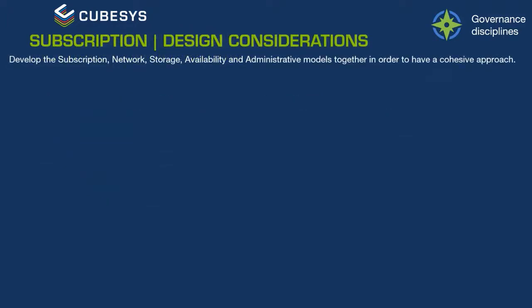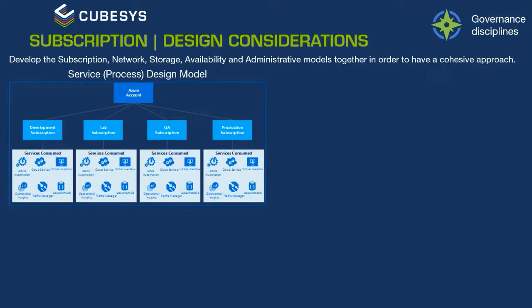And here are some design considerations around subscriptions. Here are two examples that we can consider. On the left here, we've got the service design, which is more or less a bundle of services consumed by type of environment. So dev, production, lab, QA, as an example. They might have the same services consumed, but in multiple areas. So that might be one subscription with multiple resource groups, or it might be one management group applied across multiple subscriptions.